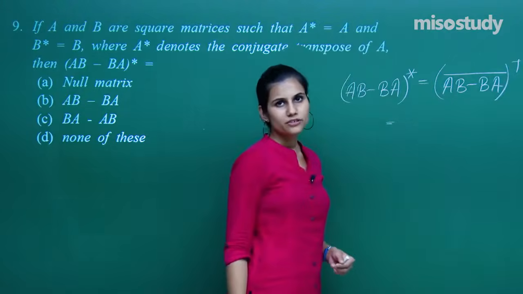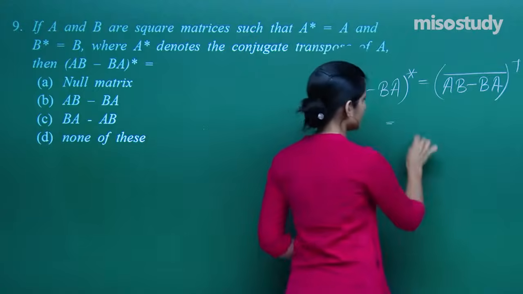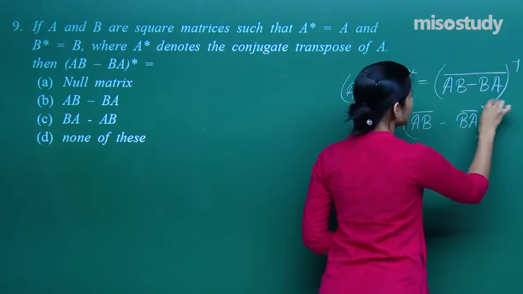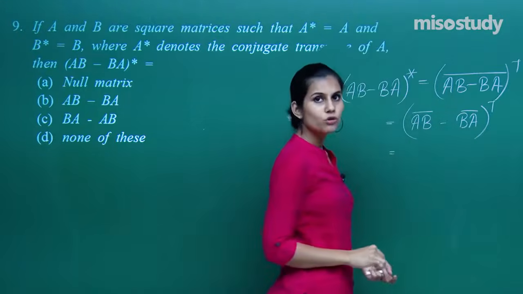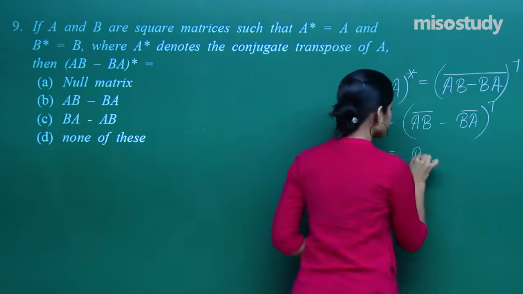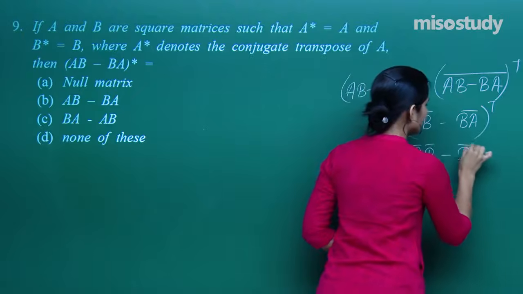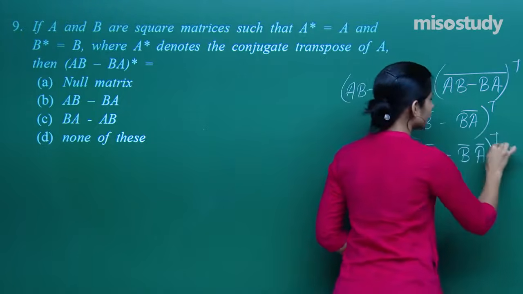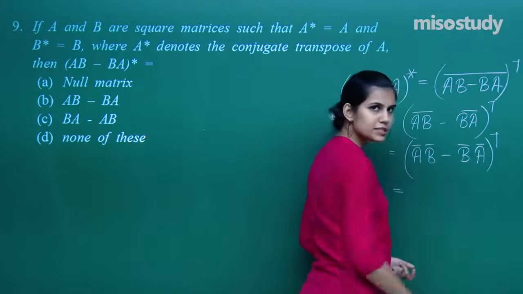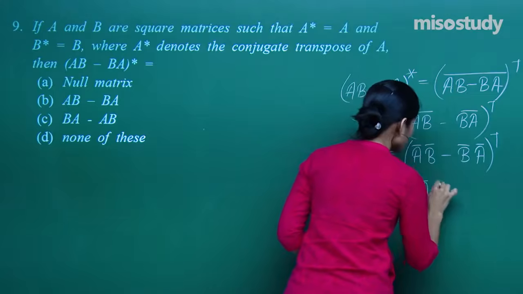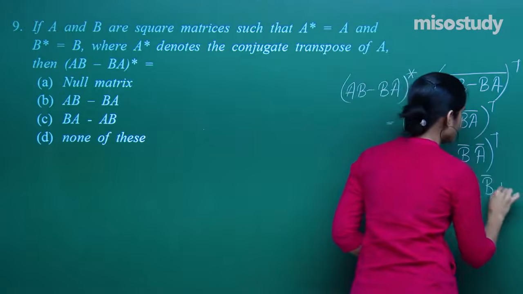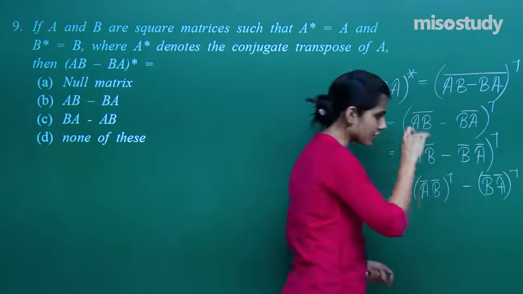Conjugate of difference of two matrices is difference of conjugate of those two matrices. So I get (AB bar minus BA bar) transpose. For AB bar, you know that conjugate of the product is product of the individual conjugates. So many properties are being used regarding transpose and conjugate. This shows that transpose gets distributed over the subtraction sign. You get (A conjugate B conjugate) whole transpose minus (B conjugate A conjugate) whole transpose.